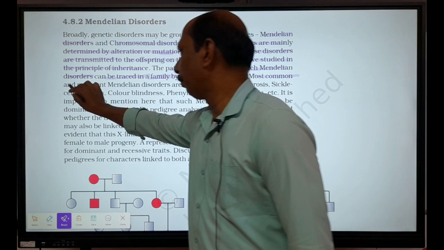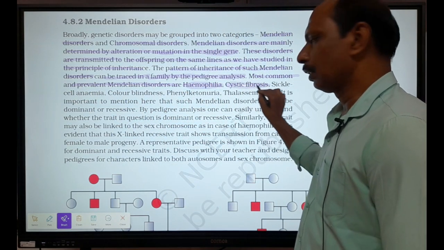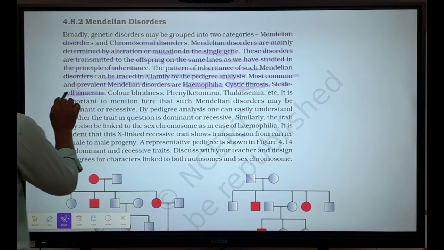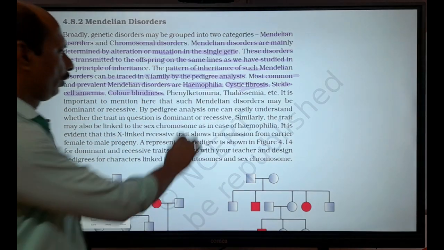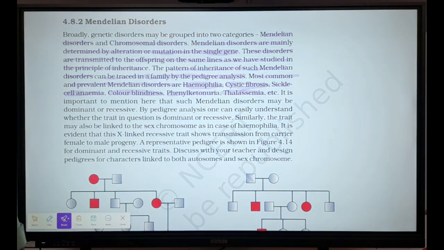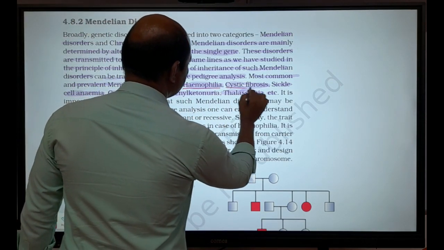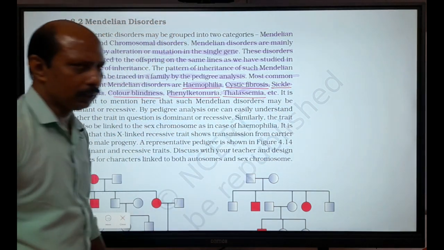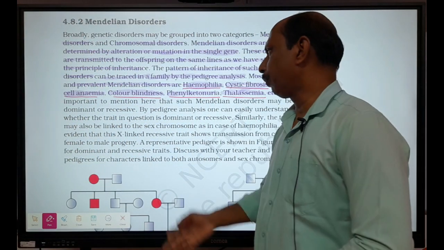Most common and prevalent Mendelian disorders are hemophilia, cystic fibrosis, sickle cell anemia, which is an example of point mutation, right? Color blindness, phenylketonuria, right? Thalassemia, etc. Some examples are given here and you have to read these examples. Which ones? Hemophilia, cystic fibrosis, sickle cell anemia, color blindness, phenylketonuria, thalassemia. These are Mendelian disorders given in NCERT and you have to read these names.